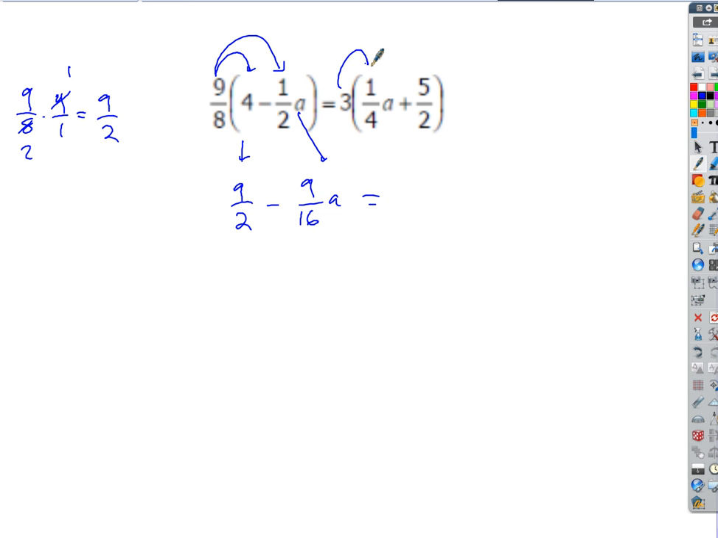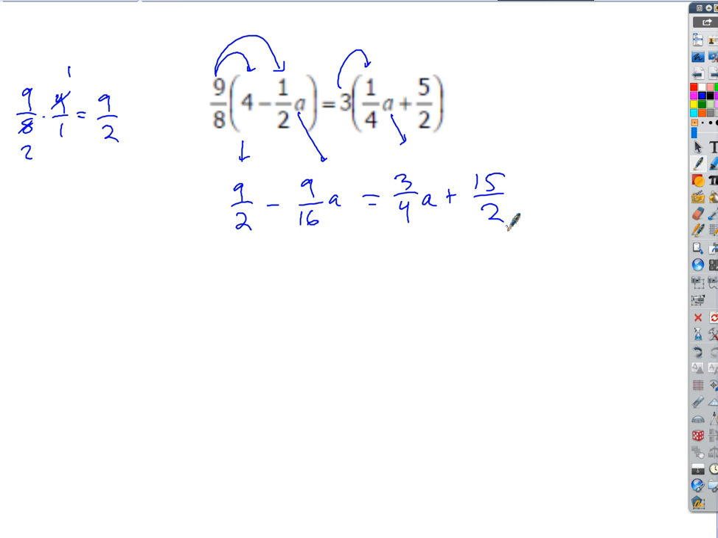Equals, if I distribute the 3, that's the same as 3 over 1. So what's 3 over 1 times 1 over 4? 3 over 4. And I've got an A. And then finally, 3 over 1 times 5 over 2. What's that going to give me? On top, I'm going to get 15. On the bottom, I've just got 1 times 2. So there, we distributed.